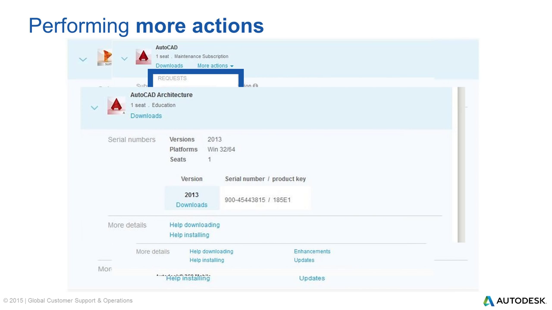So here's a quick example of the view for a student account. Student accounts will only have the download option from the Products and Services page, whereas educational institution accounts that are provided with network licenses will have similar options as we saw before under More Actions for requesting home use licenses, etc.